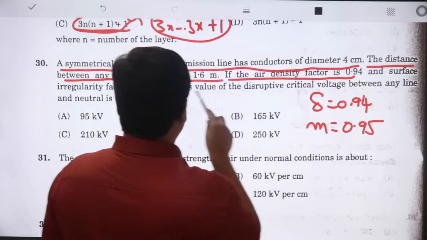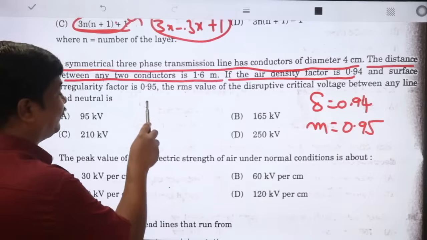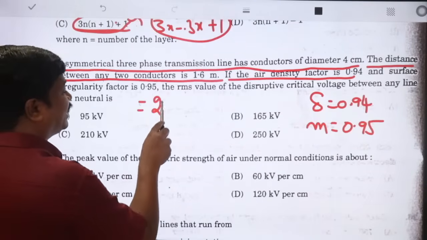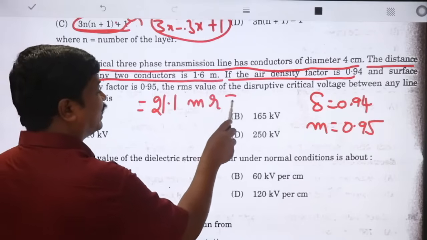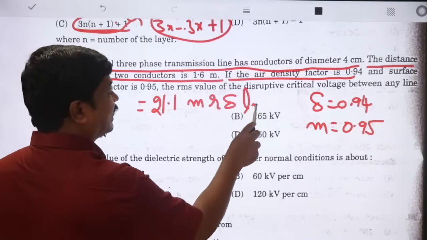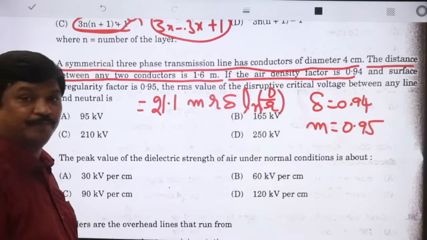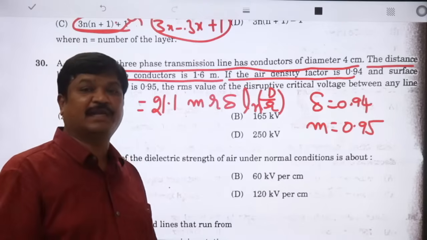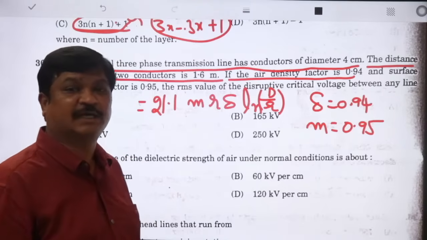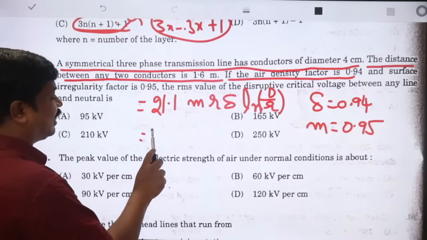0.95. And the RMS value of disruptive voltage is given. What is the formula for that? 21.1 × m × r × δ × ln(d/r). This is the topic we are getting in Corona: disruptive critical voltage, visual critical voltage. In Corona these points are there, so directly you can substitute all the values.